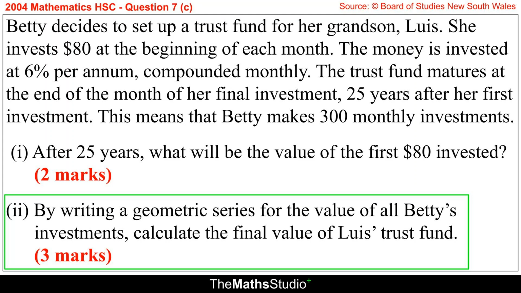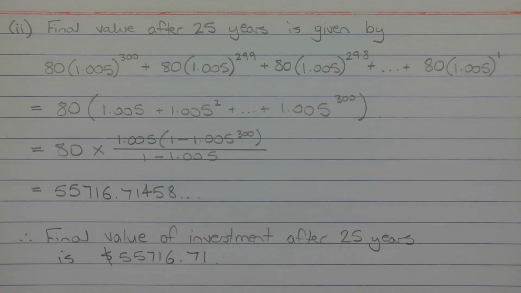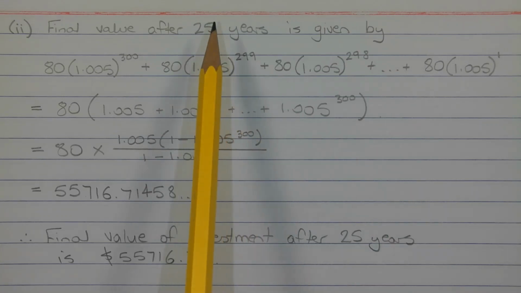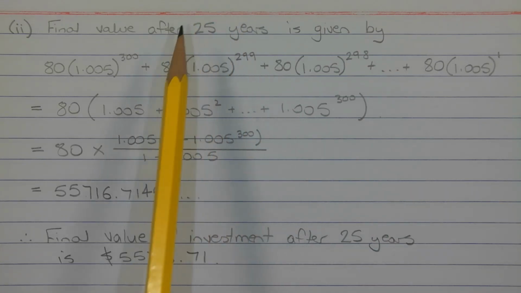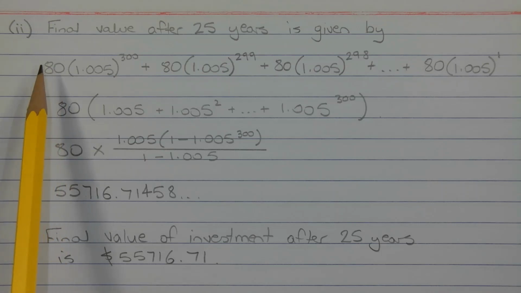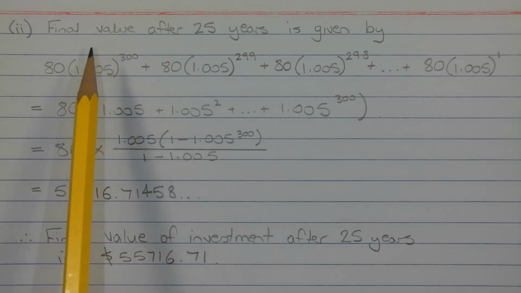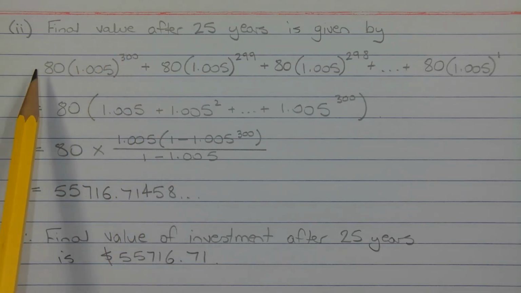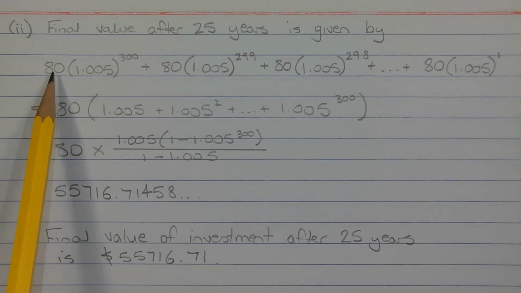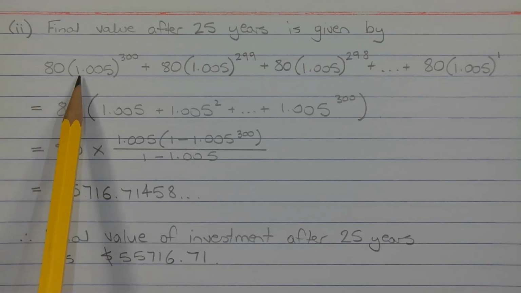Part 2. By writing a geometric series for the value of all Betty's investments, calculate the final value of Lewis' Trust Fund. $80 is being invested at the start of every month over a period of 25 years. Now the first lot of $80 is going to be compounded for 300 months. And if you recall from part 1, the value of that $80 after 25 years is given by 80 times 1.005 to the power of 300.